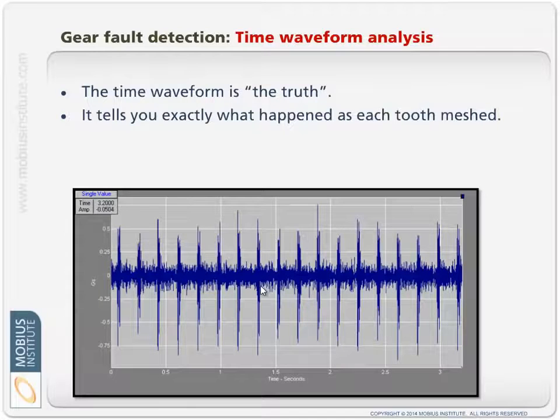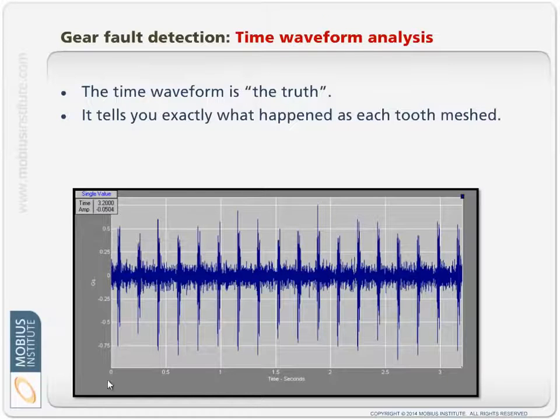So in this instance, we're seeing something very, very important in this time waveform, and I'll elaborate on it shortly. But in here, this low amplitude vibration is the vibration we expect to see as good, healthy teeth mesh together, but the spikes relate to a damaged tooth coming through the mesh. So the damaged tooth comes through, healthy teeth. Damaged tooth, healthy teeth. Damaged tooth, healthy teeth, etc. Our time waveform tells us exactly what's going on. We can see that there are spikes.